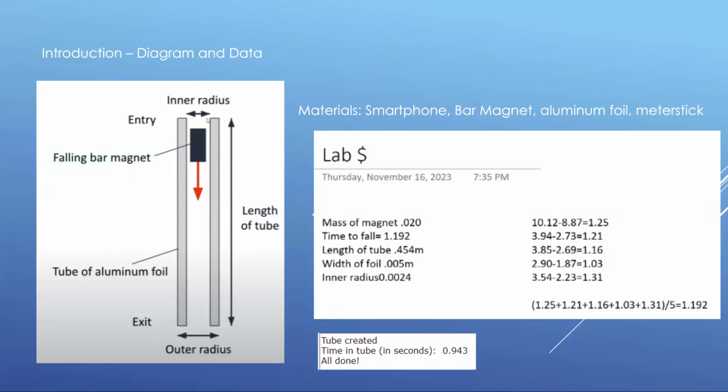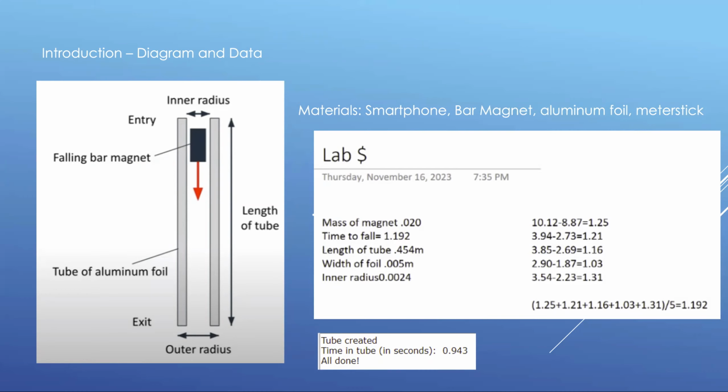As you can see, there's a bar magnet that was dropped through a tube, and the tube was made of aluminum foil, so it was wrapped up. What happens is there's an induced magnetic field that pushes against the magnet and slows it down. So if it's dropped without being in the tube, it's a lot faster than when it's in the tube.